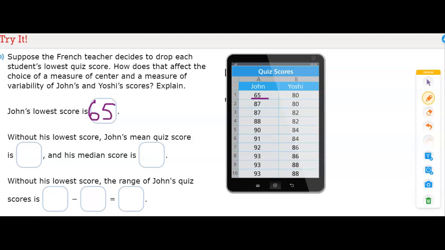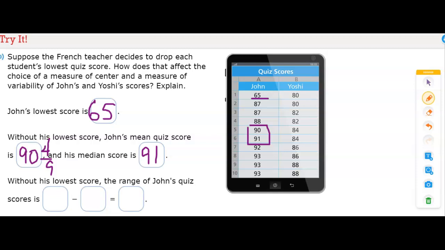Without his lowest score, John's mean quiz score is 90 and 4/9. That's if we added them all up and divided by 10. His median score would be, because he has 10 grades, so we're going to look at the two middle ones, 90 and 91, add them, then divide by 2, and that gives us the median of 91.